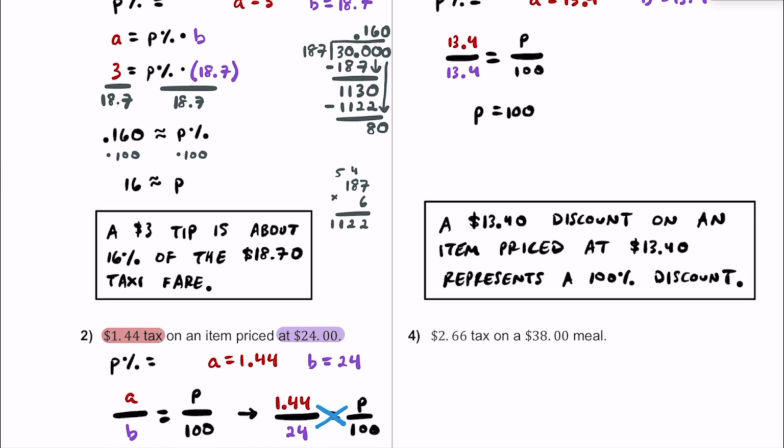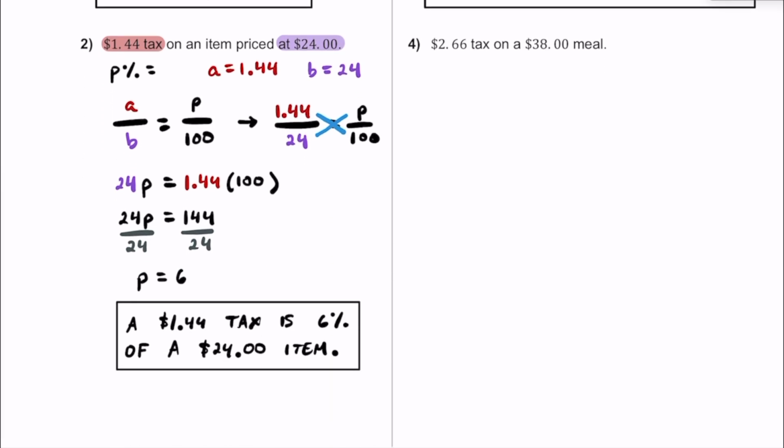All right, so kind of silly, but let's go ahead and try another one and see if we can figure out this one. In this problem, we have a $2.66 tax on a $38 meal. So the total meal is going to be $38. I think that's going to be the whole, right? And then the tax is going to be part of that. So this $2.66 is going to be our tax.